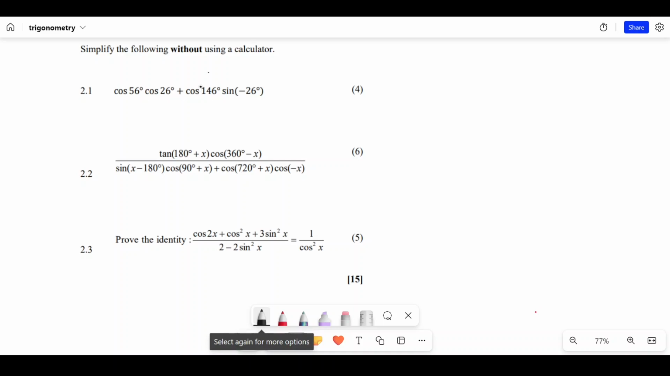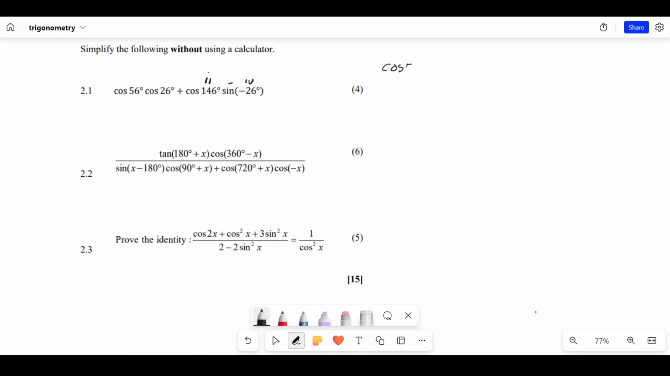But here you have 146, which is a bigger angle, so we are going to reduce this. Cos 146 is in the second quadrant, so we are going to use the reduction formula. Negative 26 is in the fourth quadrant, so we can use the reduction formula there as well. In the fourth quadrant, sine is negative. Let us use this space to answer the questions.